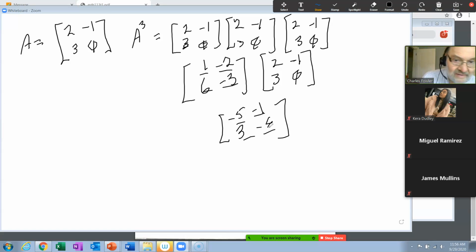How did they get it? Oh, I moved. Let me go back to this entry right here. The 1,1 entry. First row, first column, that would be 2 minus 6 is minus 4. I said 1 minus 6. 2 minus 6 is minus 4. Let me see if I can erase that.